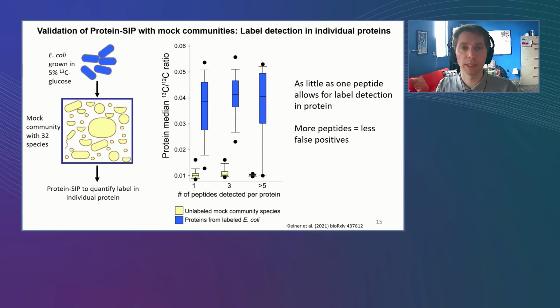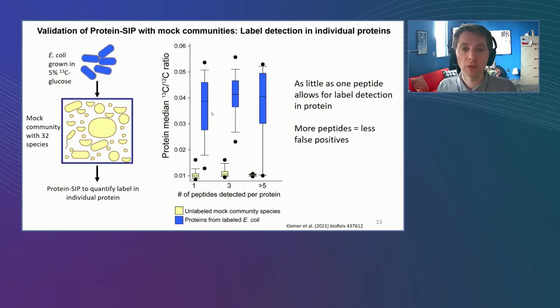And of course, we again did many experiments with many mock communities. The main point I want to make in this particular slide is that we're looking at incorporation into individual proteins. As I mentioned, we can measure not only incorporation into species, but also into individual proteins. So here in this box plot, you see the carbon-13 to carbon-12 ratios of individual proteins. Here in yellow, we have the proteins from the unlabeled mock community species, and in blue, we have the proteins from Escherichia coli, which all show some amount of label.